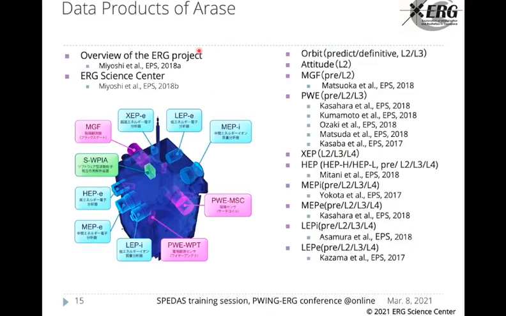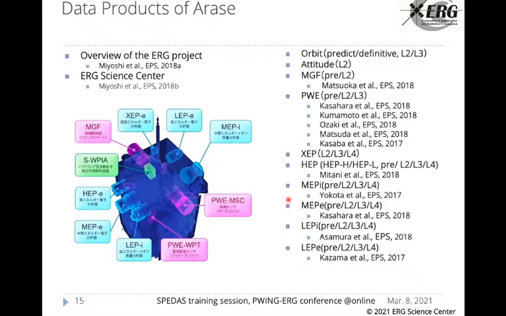And also to download the data, you have to know what data are included in the ERG satellite data. Okay, but you can learn a general overview and also how the ERG Science Center works for this data archive and the SPEDAS framework from these 2 papers here. This is the ERG project paper and also the paper specifically describing the ERG Science Center.